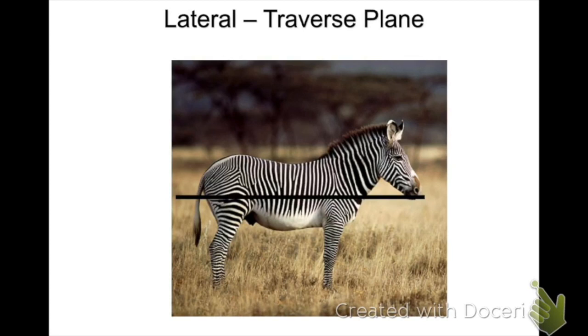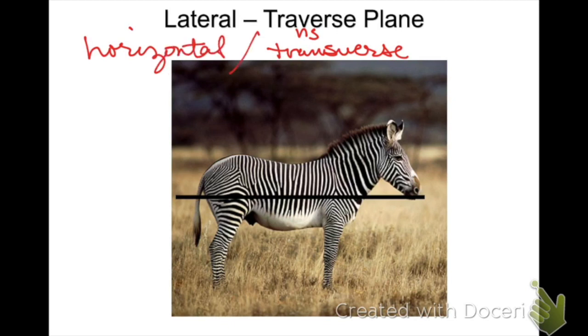Other planes that might be described, here's one that will divide the animal into a top and a bottom or lower piece. So this is, there should be an N in there, transverse. So this is a transverse plane. The alternate term that means the same thing is horizontal plane. So you can kind of think of it like the horizon, you know, here's the horizon in the background. Makes a top portion and a lower portion of that animal.